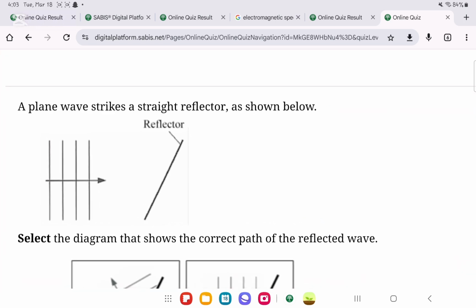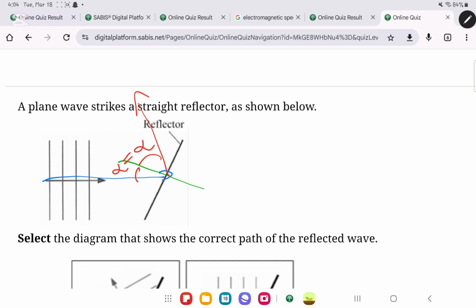A plane wave strikes a straight reflector as shown below. So you will draw the straight line, and because it is a reflector, it is a surface, okay, we will have to draw the normal. So when we draw the normal, which is like this, we will now have to draw the reflected ray. And remember, the angle of the incident ray and the reflected ray always have to be equal. So this angle over here is equal to this angle over here.